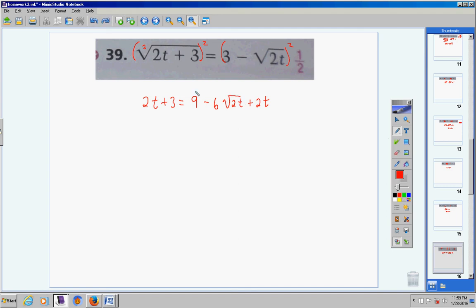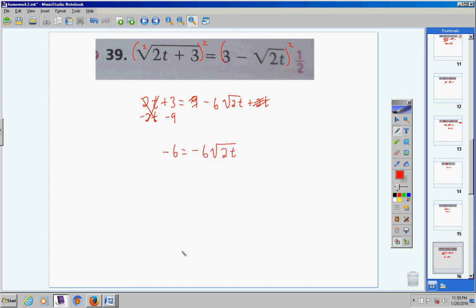So first of all, bring the 9 over and make it a negative 9. Bring the 2t over and make it a negative 2t. Well, thankfully those cancel, makes it a little easier. 3 minus 9 is negative 6. So negative 6 equals negative 6 square root of 2t.